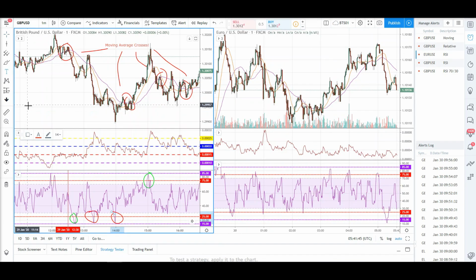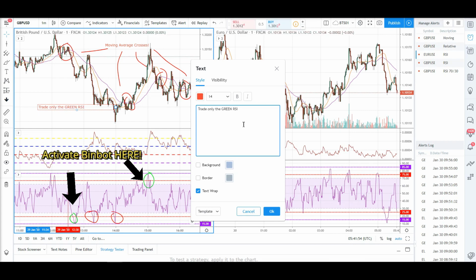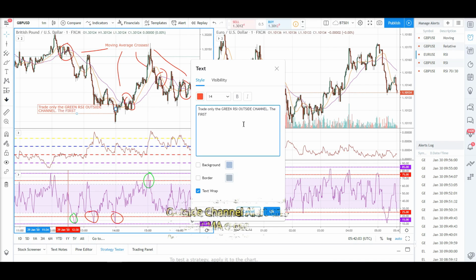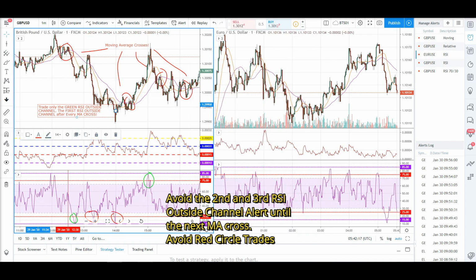I will only consider a next trade after the moving average cross. This means I will avoid the trade if the RSI outside channel alert is not the first one that occurs after a moving average cross. Should there be multiple RSI outside channel occurrences or more alerts coming out after the first alarm that comes out after every moving average cross, I will avoid taking the trade and wait for the next moving average cross. Only when the moving average crosses will I stand by for the next trade with Binbot Pro.